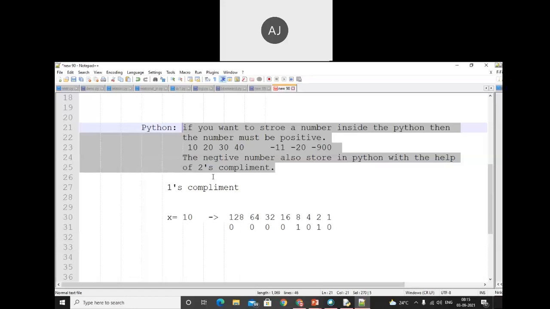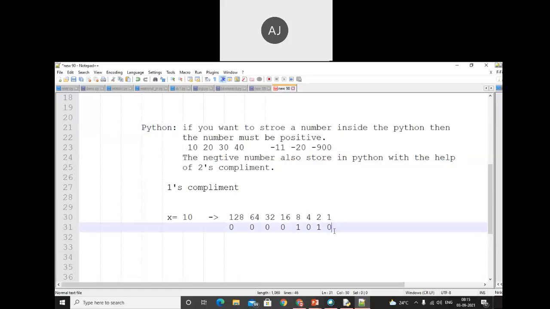Two's complement is nothing but first of all we do one's complement, and later on we add plus one. That term is called two's complement. Let's do that. This one is the binary number of 10. Later on we need to convert it to a one's complement. So here 0 is replaced by 1. In two's complement, one's complement is nothing but 0 becomes 1 and 1 becomes 0.